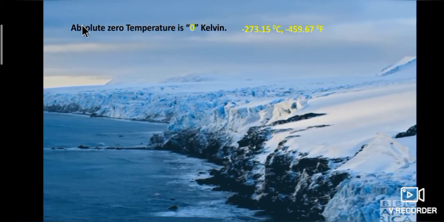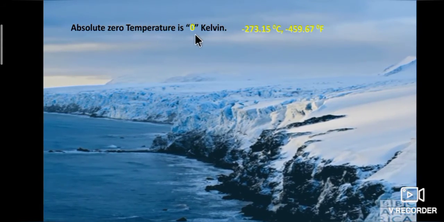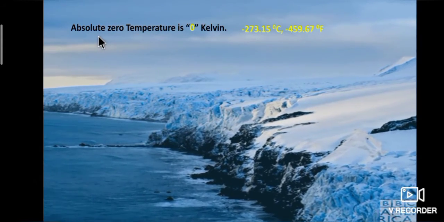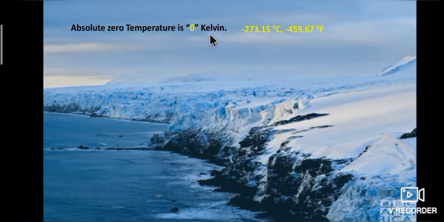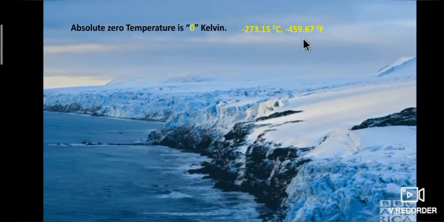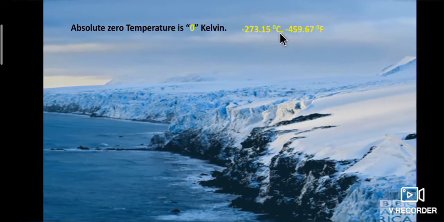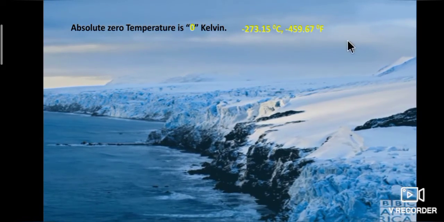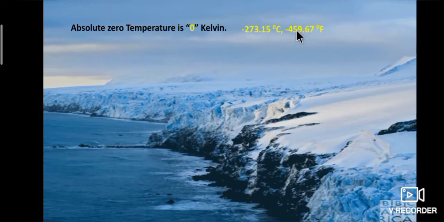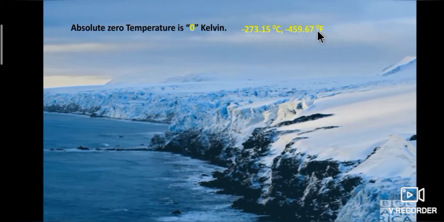Students, listen. Absolute zero temperature is 0 Kelvin. In Celsius, minus 273.15 degrees Celsius. In Fahrenheit, minus 459.67 degrees Fahrenheit.